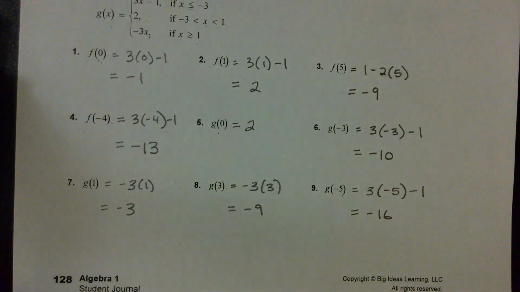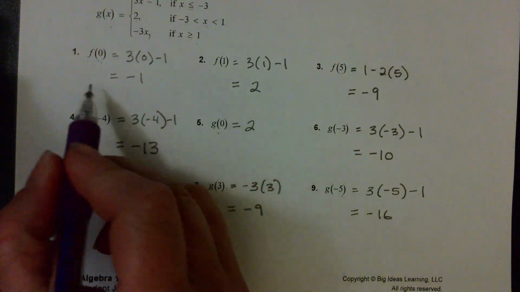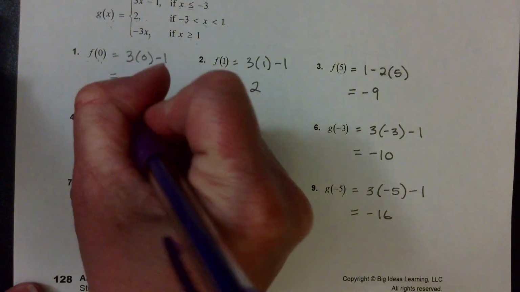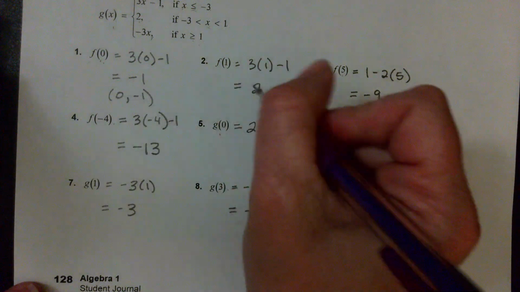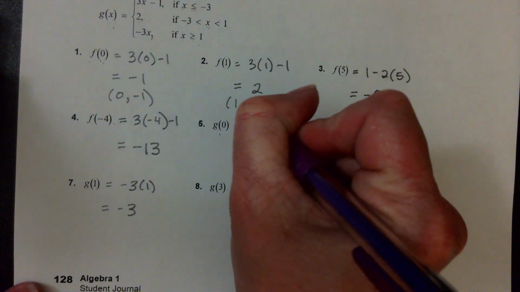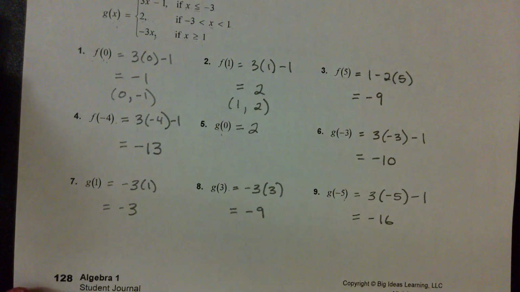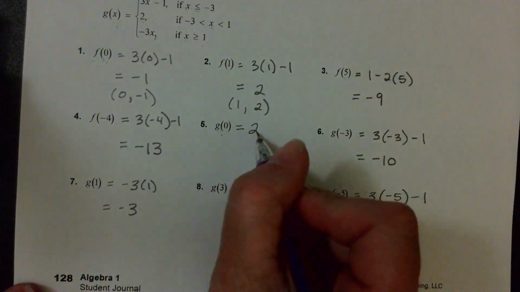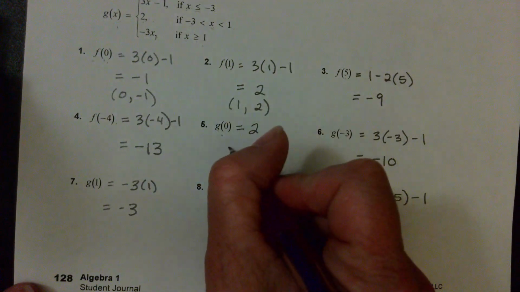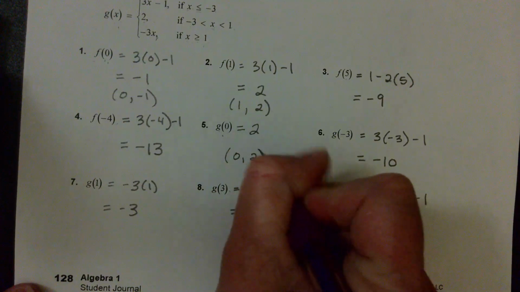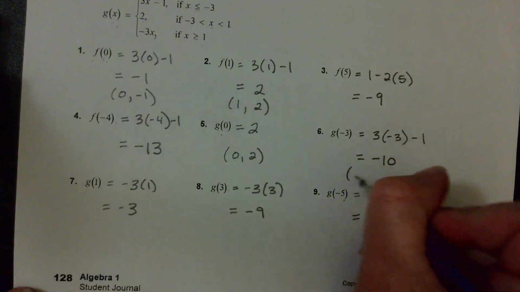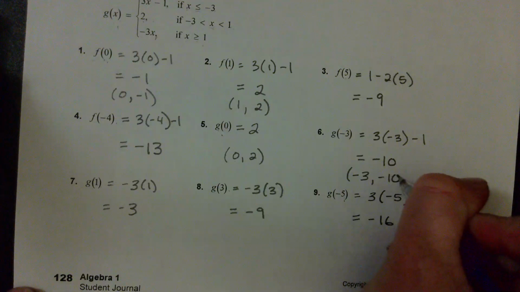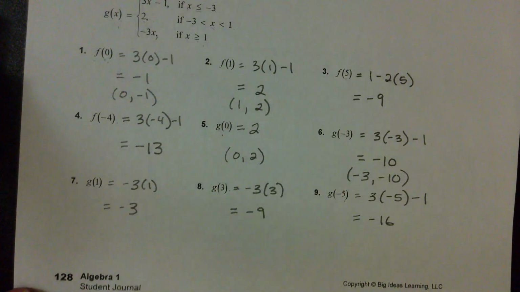I think it's probably also worth saying right now, this would correspond to the point 0 is our x, negative 1 is our y. Similarly, 1 is our x and 2 is our y. If we move down to our g function, these would be the same for all of them, but this would be the point 0, 2, input, output. This would be negative 3, negative 10. And you could do that for the other problems as well.